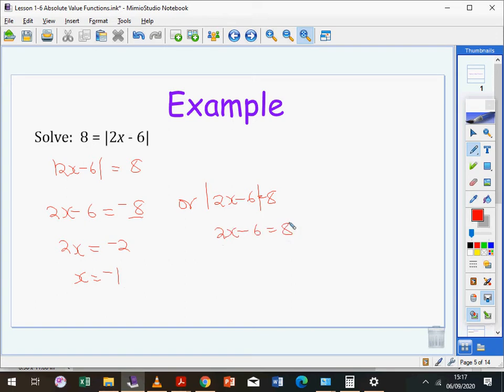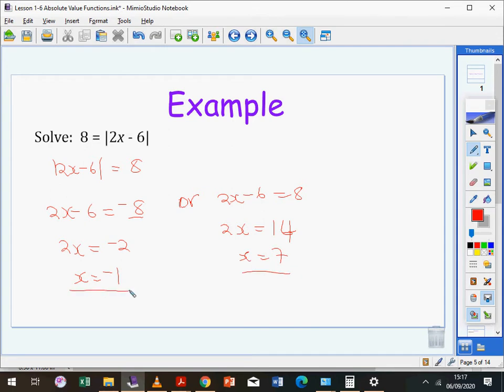Sorry, these absolute value symbols shouldn't have been there. Let's see, or 2x minus 6 equals 8, in which case I have 2x equals 8 plus 6, which is 14, and therefore x is equal to 7. So those are my two solutions to this absolute value equation.